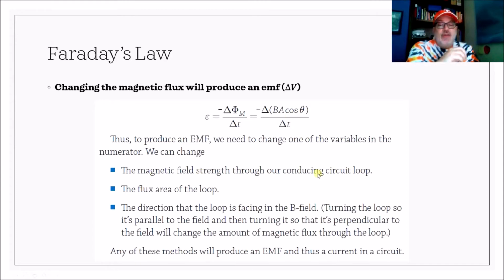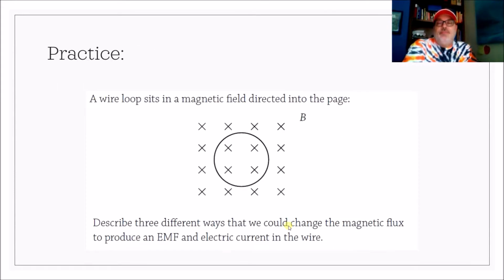So change the magnetic field, change the area, change the orientation angle theta between the magnetic field and the loop. All right? Any of these methods will produce EMF.